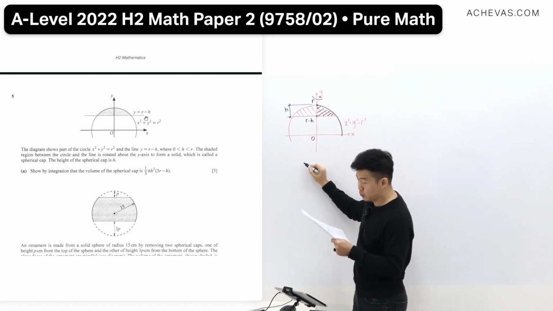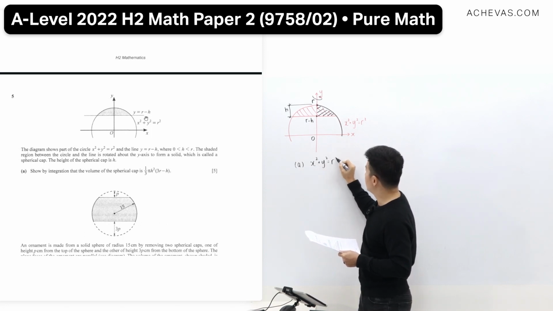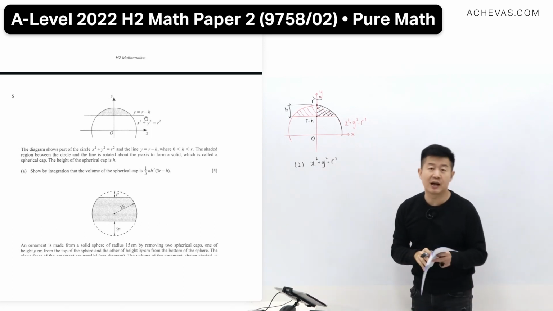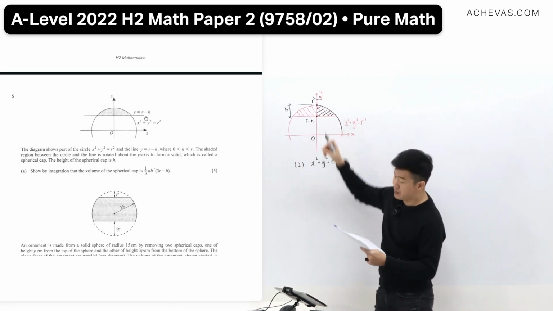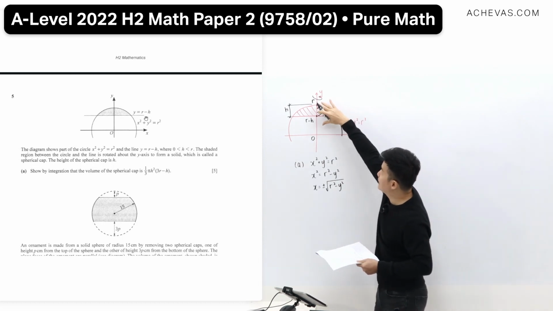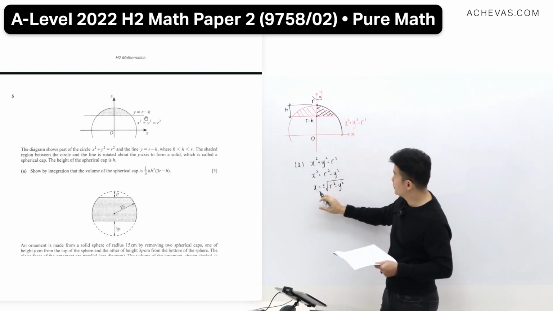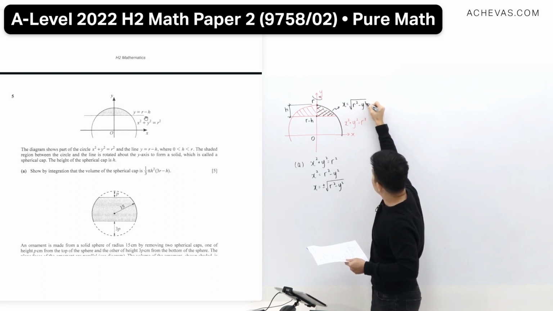So the first thing that I'm going to do for part A will be taking this equation over here and making x the subject, because our intention is to try to revolve this region about the y-axis. So x squared is going to be equal to r squared minus y squared, which means that x is plus or minus square root of r squared minus y squared. And because we are taking this portion of the graph, which is positive x, we are going to go for x is equal to positive square root of r squared minus y squared.